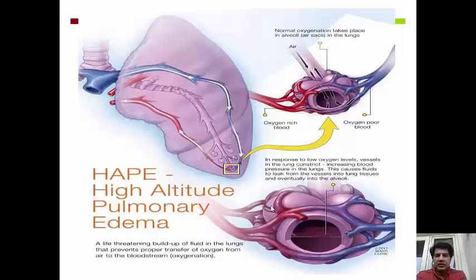Then, as I said, there can be high altitude pulmonary edema. In response to low oxygen levels, vessels in the lung will constrict, which increases the blood pressure in the lungs and causes fluid to leak from the vessels. So this is a cause of high altitude edema. The solution is just oxygen. Vasoconstriction is impaired in this case, so you just give oxygen and it is solved.